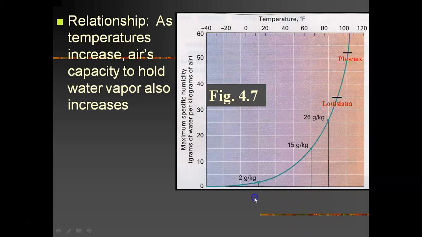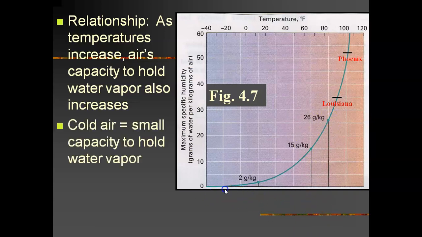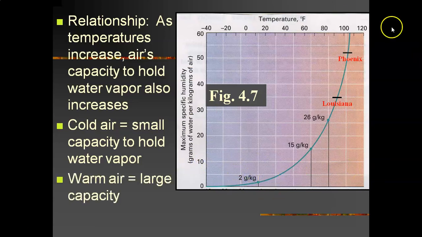All right. So what we say in general is that cold air, and progressively colder, has a small capacity, can't really hold that much water vapor. And then conversely, warm air, and progressively, the hotter the air is, the larger the capacity. And it all has to do with, cold air contracts and can't hold as much, and warm air expands, and so it can hold more.